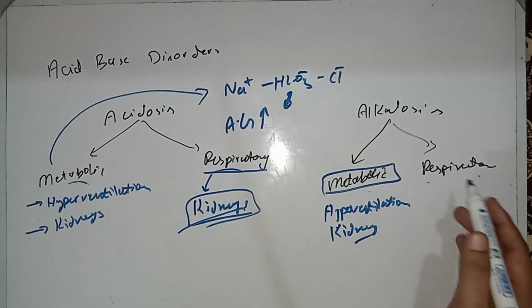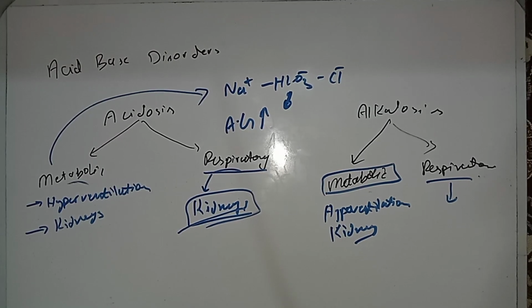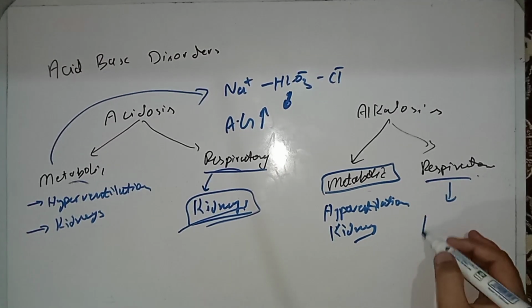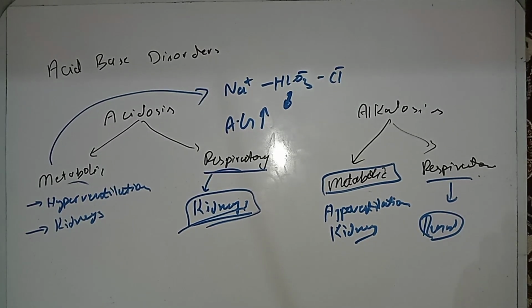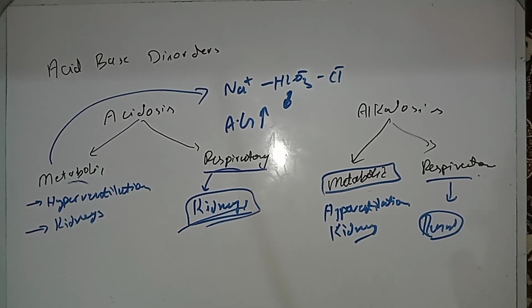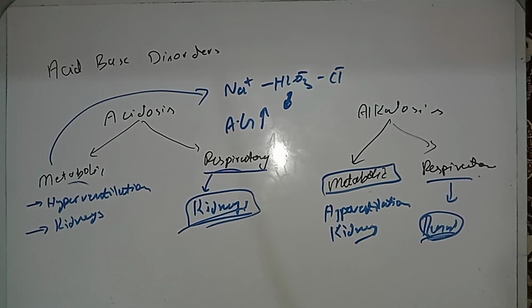And in respiratory alkalosis, the main compensatory role will be renal. Initially, in acute cases, the respiratory system will play its role, but the predominant role will be of the renal system, because the respiratory system will already be affected in one way or other.